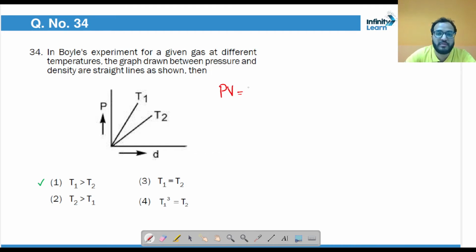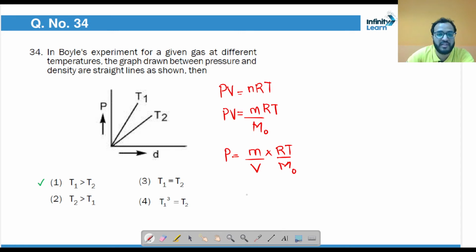See, PV equals nRT. PV equals M by M naught RT. So P equals M by V into RT by M naught. M by V is what? D. So pressure is equal to density into R into T by molecular mass.